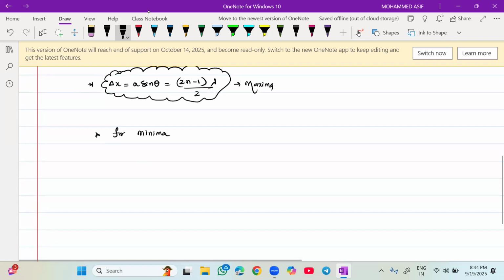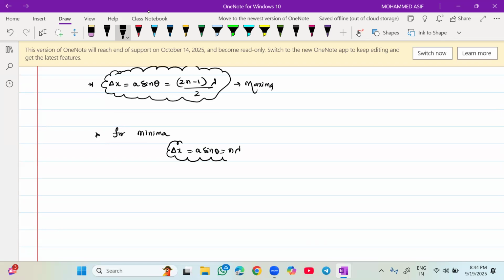What is the path difference? Again, the same formula: delta x is equal to a sine theta, and that will be equal to n lambda. So the maxima of your YDSE acts as minima of the single slit experiment. Am I clear?